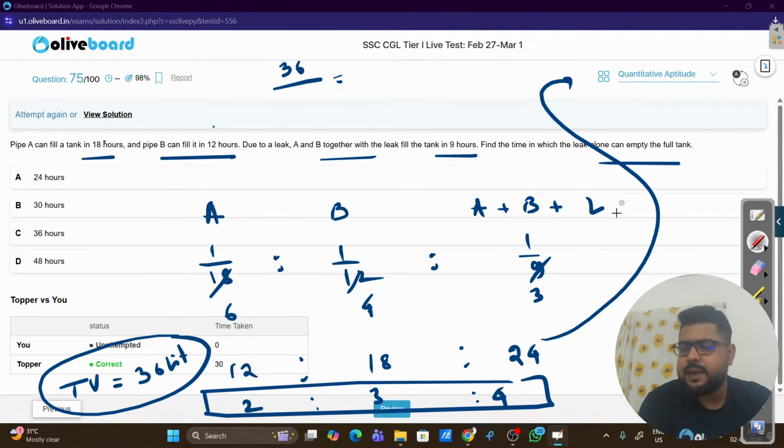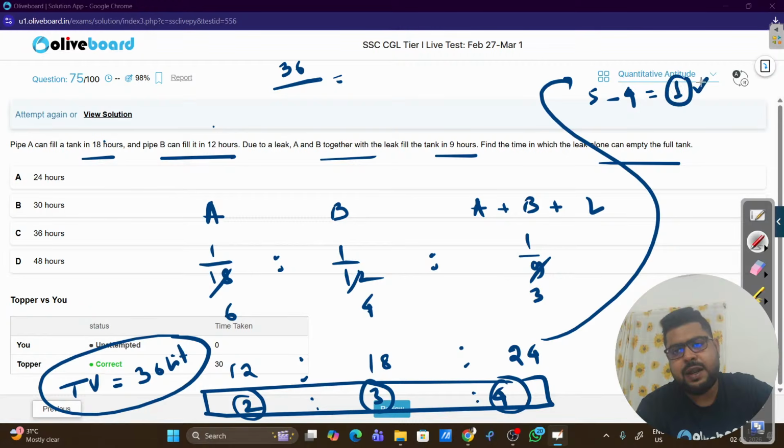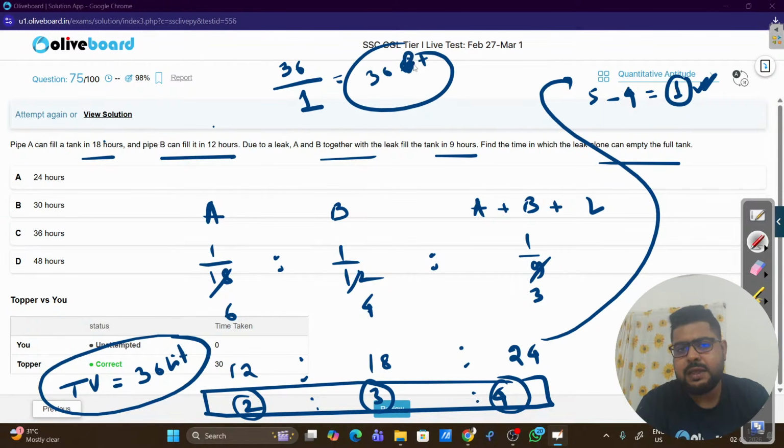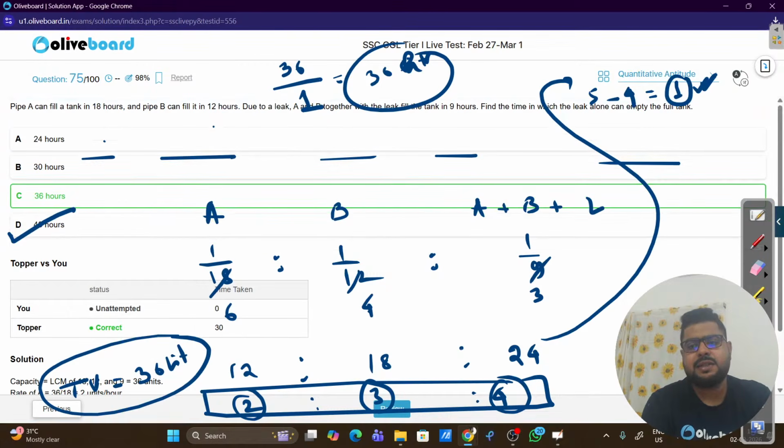Efficiency of the leak will be, you see, if the leak was not there, they were filling 5 liters. But with the leak, they are only filling 4 liters. Meaning leak is 1 liter. That is the efficiency. It is letting the water out. So it will completely empty that tank in 36 hours. Option number C, sir. That is your correct answer.